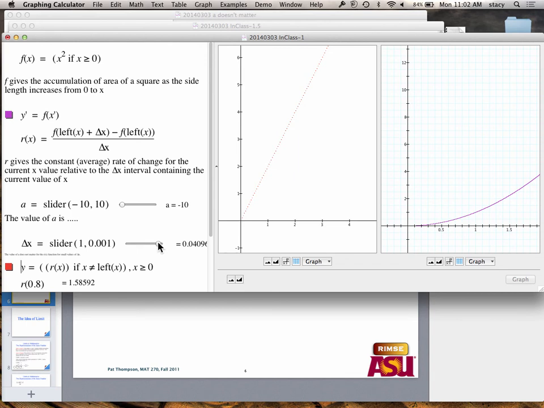Okay, so what else do I have control over? The starting place, right? Where do I start paying attention to my accumulation for my square, right? So I can change A. Now I want you to pay attention to what happens to this graph while I change A.